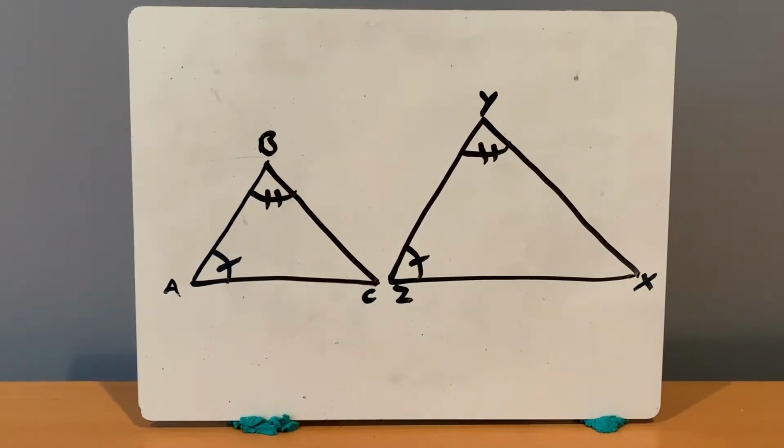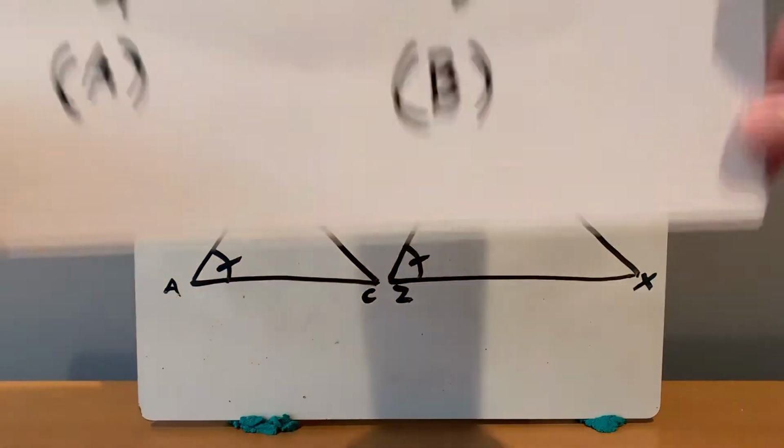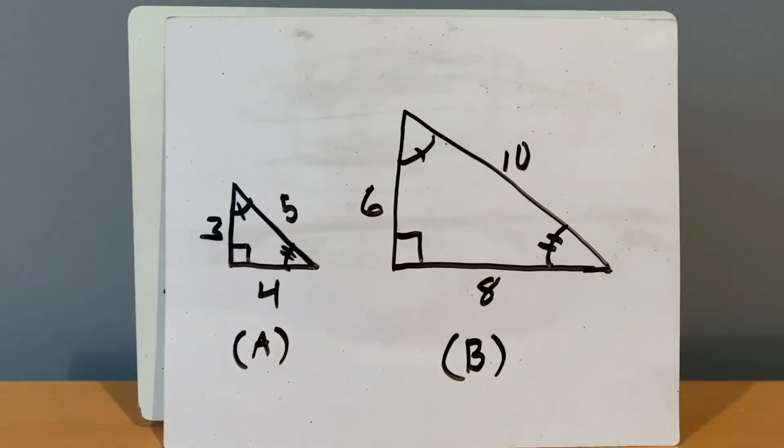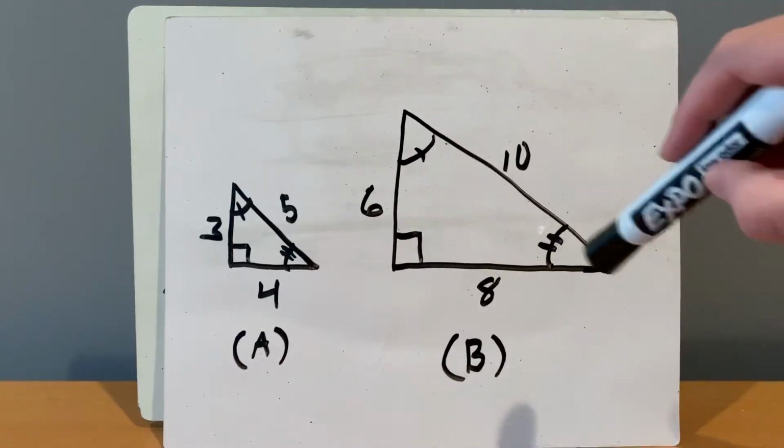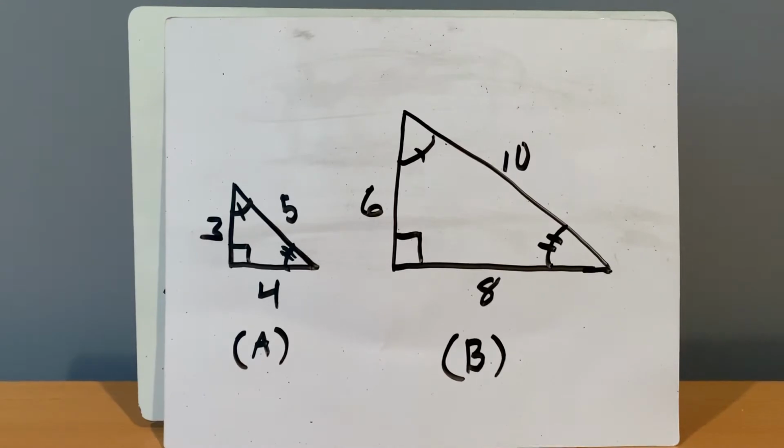If three angles in one triangle have the same measures as three angles in another triangle, the triangles are called similar triangles. Similar triangles look alike. These triangles are not the same size, but they have the same shape because the angles have the same measures in both triangles. These triangles are similar triangles.